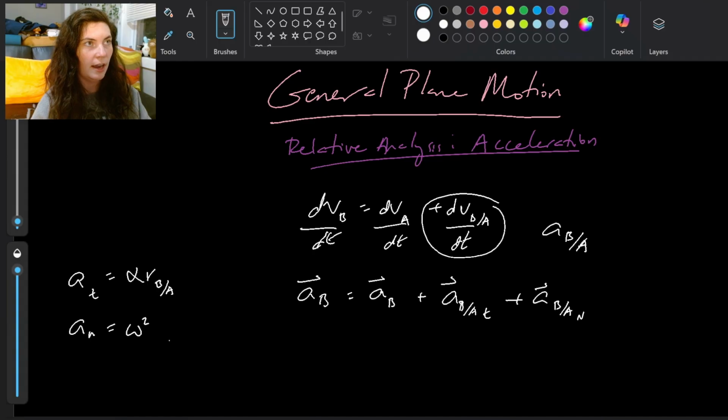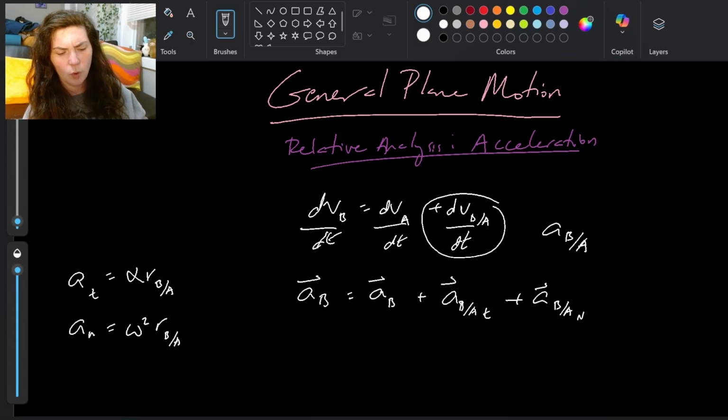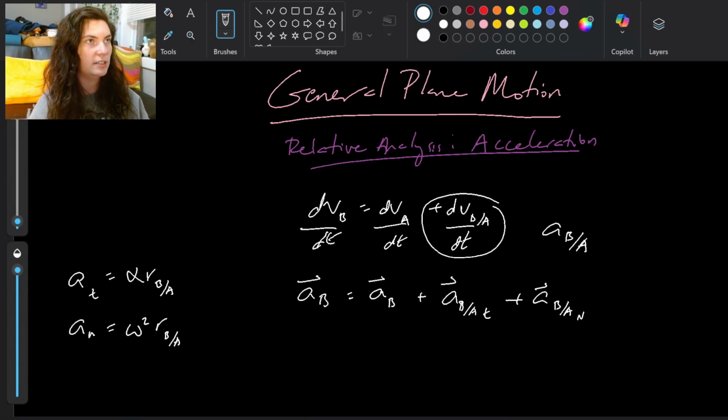and that was omega squared, our angular velocity squared, times the radius, times our position vector, I should say, our position vector of B with respect to A. For rotating about a fixed axis, it is usually the radius of the circle of whatever's rotating. Here in these general planar motion problems, it's going to be your r of B with respect to A, that position vector of B with respect to A.